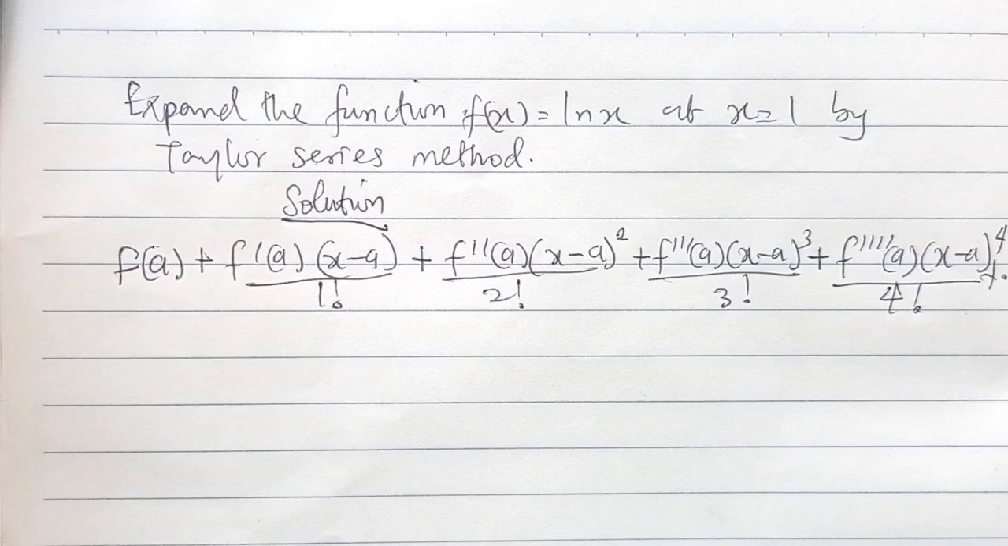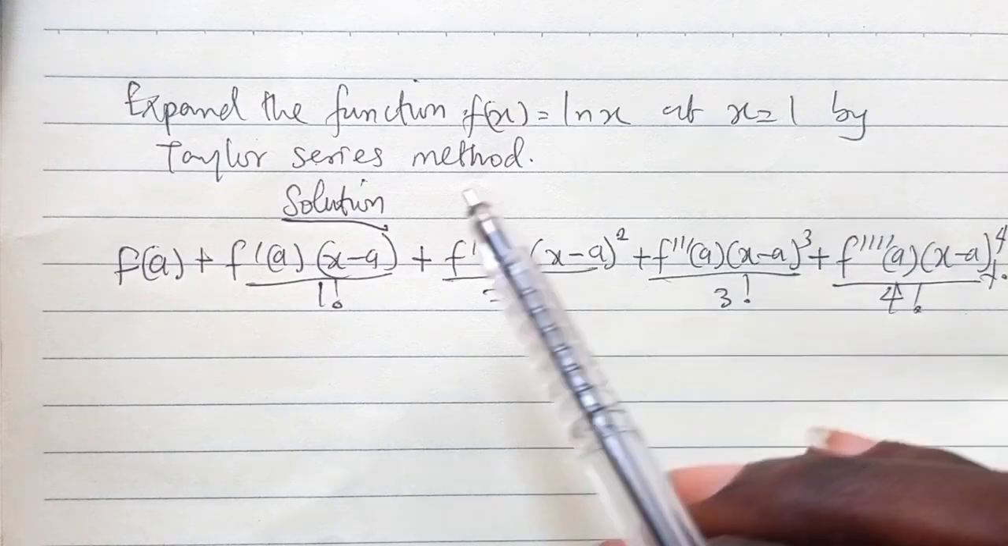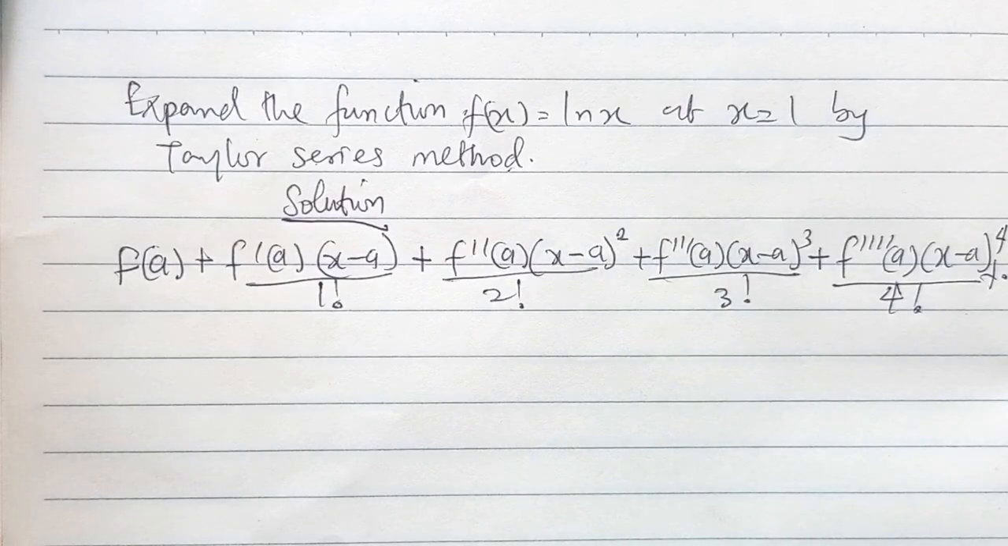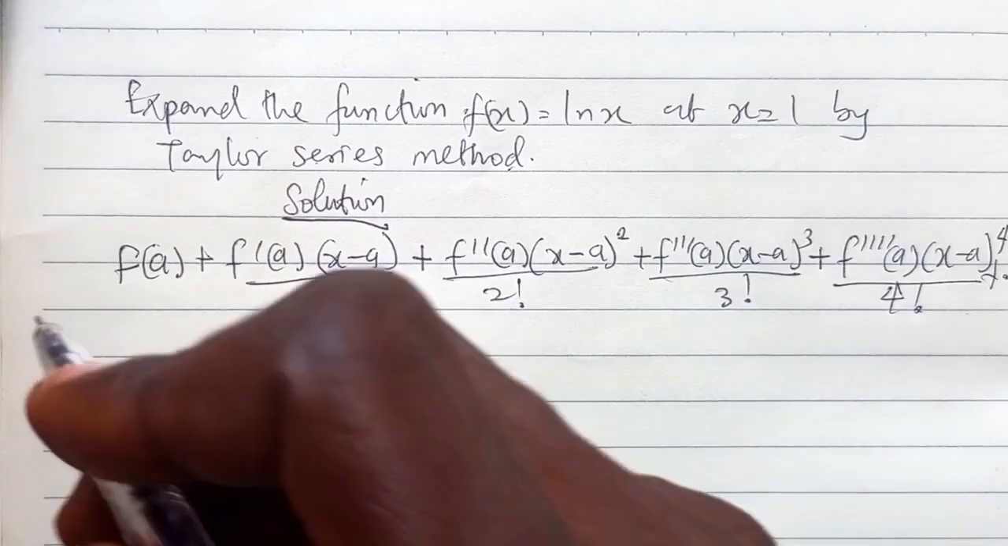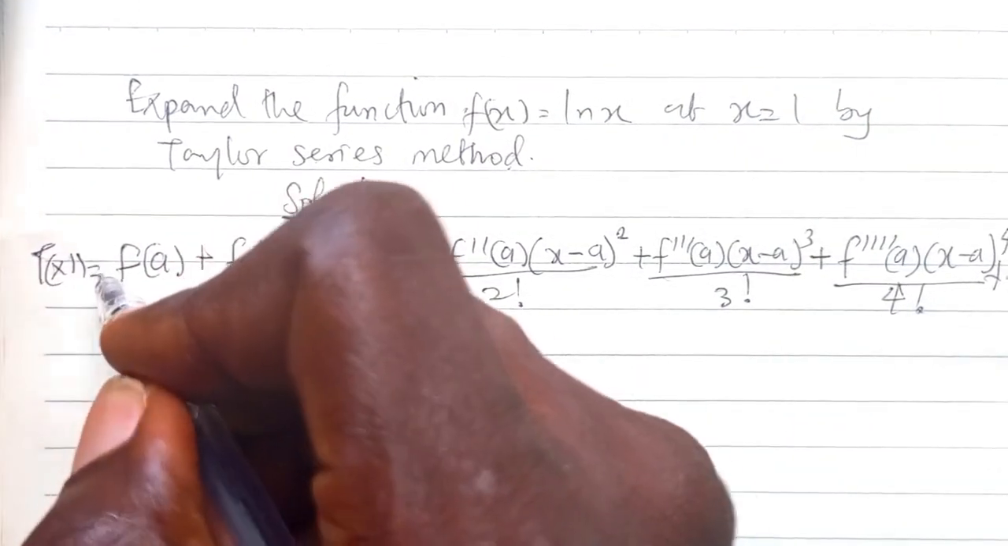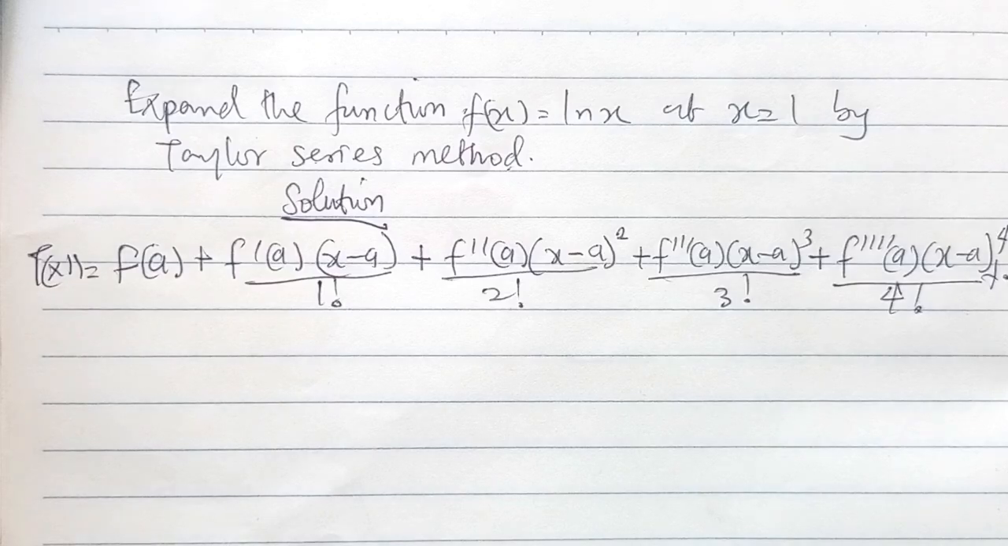So we're going to take the second question, which will help you to understand it better. This question says expand the function f of x equals ln x at a equals 1 by Taylor series method. Now, Taylor series method, I've already written it here for you. As you can see, this T of x. So this is the Taylor series here. So very easy to understand.